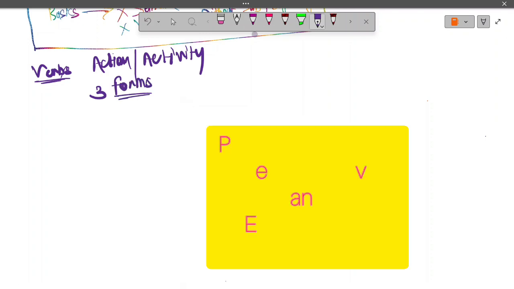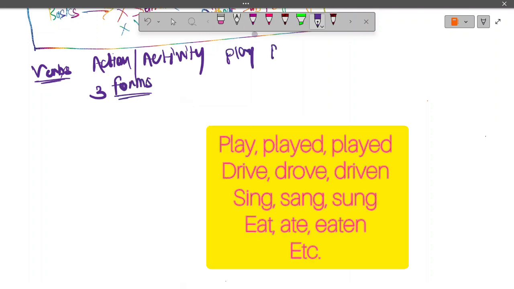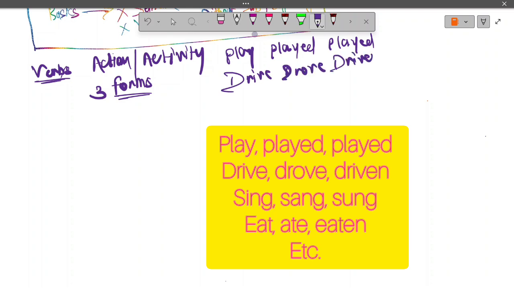For example, play, played, played; drive, drove, and driven, correct? This we have seen.